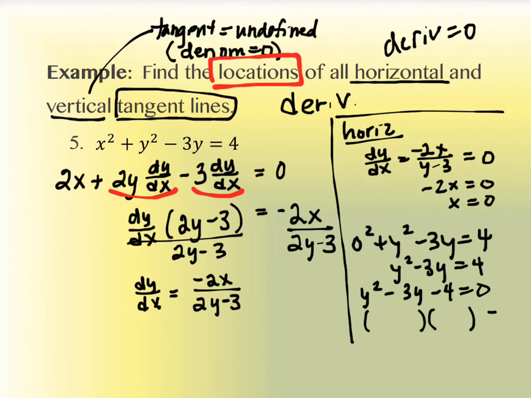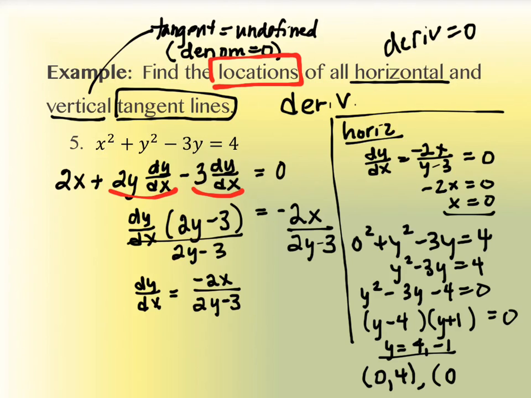And we'll factor. How will this factor? Minus 4 and plus 1. That gives me the negative 3 in the middle, and it gives me the negative 4 at the end. So what are my two y values? 4 and negative 1. So I'm going to write those as ordered pairs with the fact that x equals 0 here. So I have 2 points, (0, 4) and (0, negative 1). And these are answering the question about horizontal tangent lines. These are points of horizontal tangency.